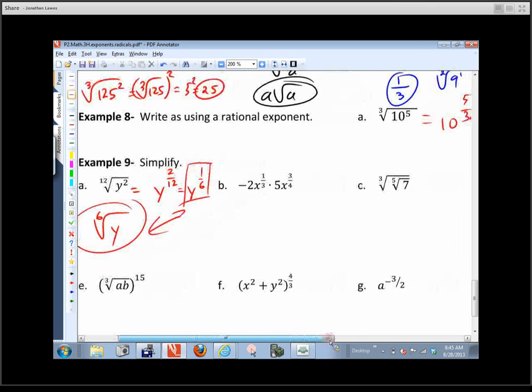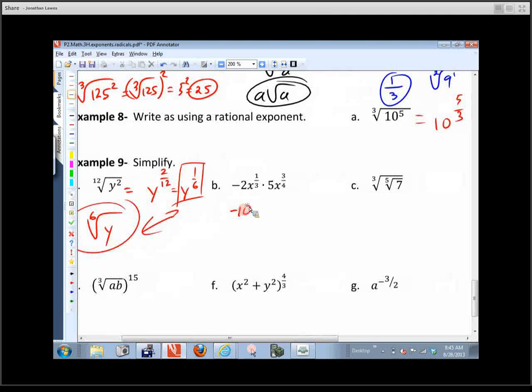Sure? Okay. Negative 10. X to the... What should you do with these? If this was negative 2x squared times 5x to the 7th, you'd know exactly what to do with those. We add them together. So what's 1/3 plus 3/4? Holy cow, we got to get a common denominator. That's going to be 4/12 plus 9/12. So this is going to be 13/12. And that would be the answer.